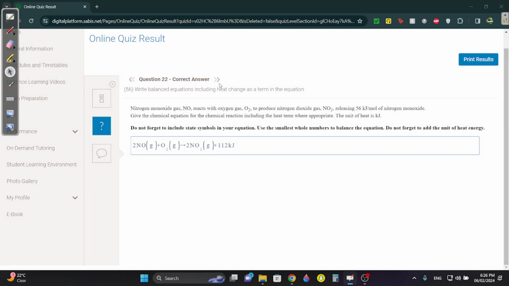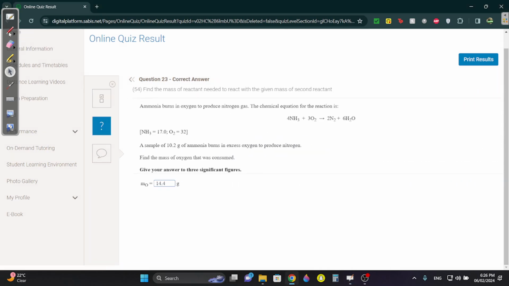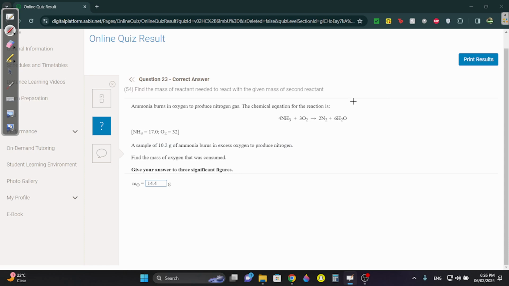Question 23. I think this one was easy. They gave you an equation. A sample of 10.2 grams of ammonia burns to produce nitrogen. They said excess. Don't you have to do limiting reagent and excess reagent? No, no need. You're only given one value. The only time you would use excess and limiting is if you have 2 values given. But you only have 1 number given, forget about that. Find the mass of oxygen.